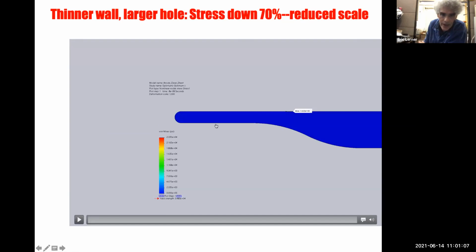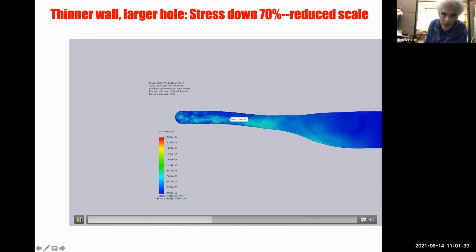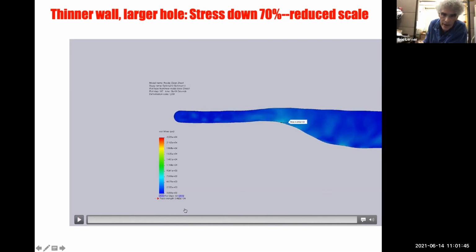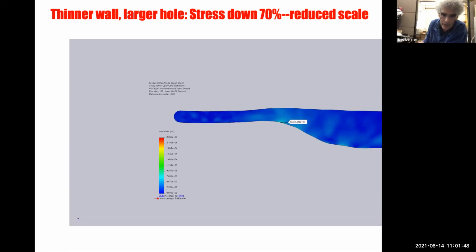When we go to a thinner wall, and it's not the thinness of the wall, it's the fact we're getting away from the source, bigger hole, then the stress is reduced by about 70%. And you can't read the top of the scale, but, take my word for it, the top of the scale is now down from 93 to 28. And again, you get some vibration, but the stress is way below the breaking point, the yield point.